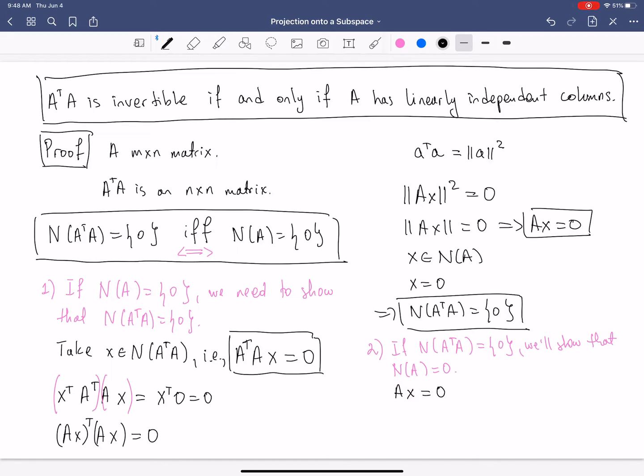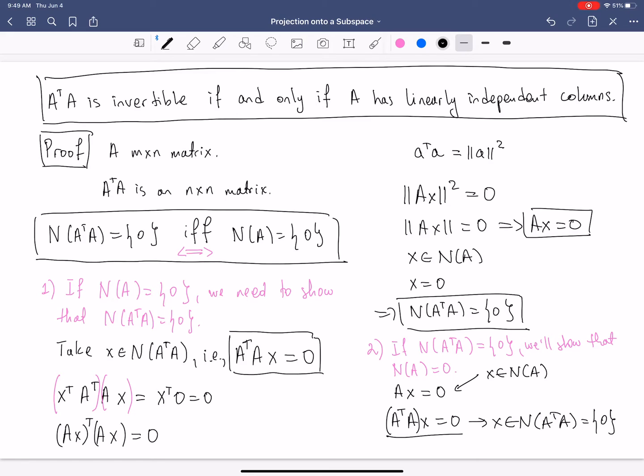Now, I'm going to multiply both sides of this equation by A transpose. So I have A transpose Ax is also 0. Now, by putting parentheses around A transpose A, what do I have? I have that x is in the null space of A transpose A. So this came from the fact that we took an x in the null space of A. And now this equation says that x is in the null space of A transpose A. But the null space of A transpose A only contains the 0 vector. So this says that x must be the 0 vector. And therefore we are done with the proof.